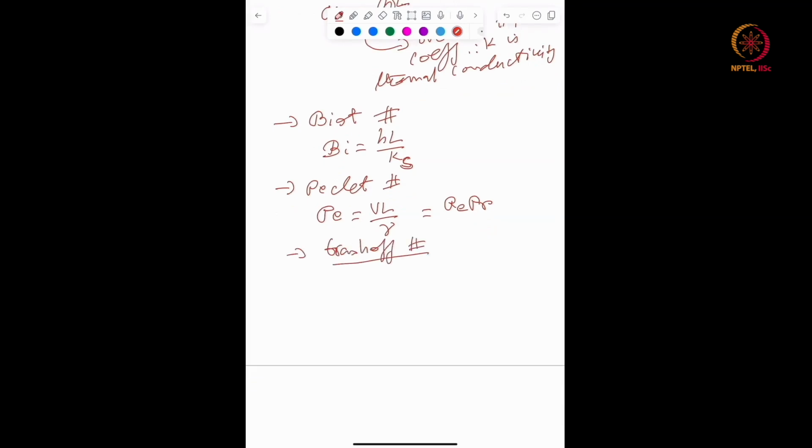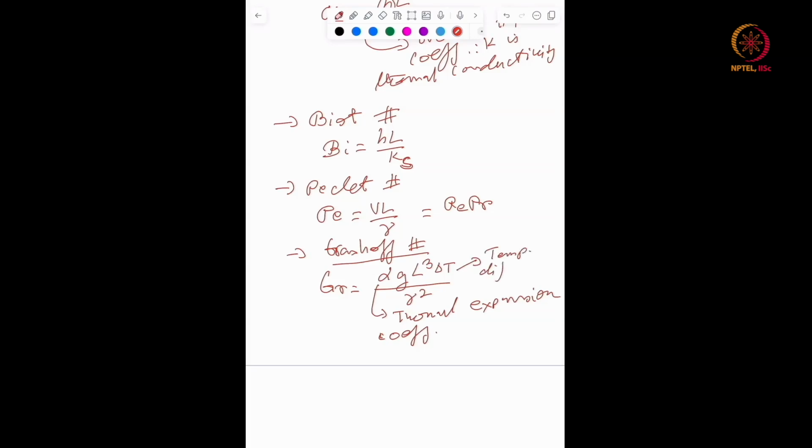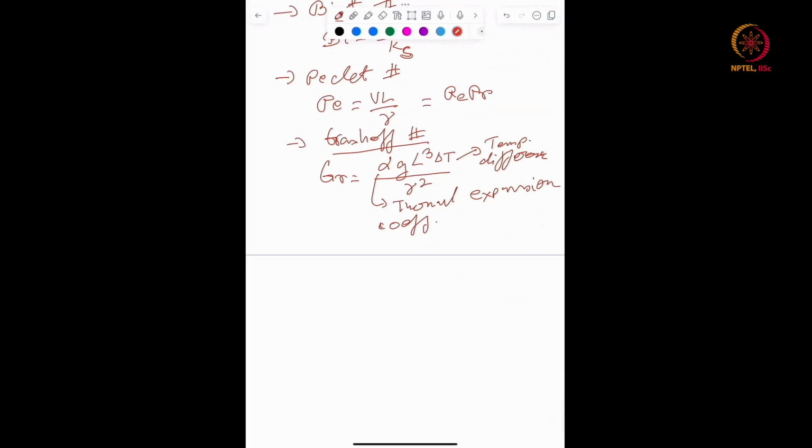The Grashof number is represented as Gr, equal to alpha g L cubed delta T divided by gamma squared. Here alpha is the thermal expansion coefficient, and delta T is the temperature difference. It represents the ratio of buoyancy forces to viscous forces.